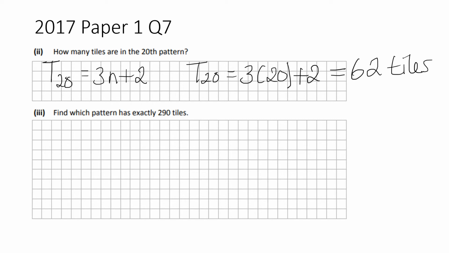That's a 5-mark question. Find which pattern has exactly 290 tiles. So they're asking you to find n.